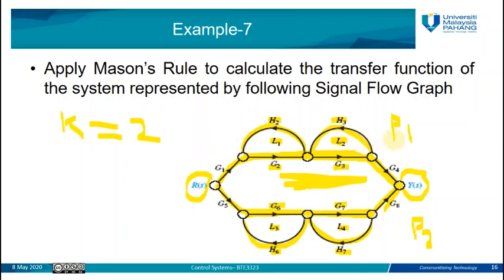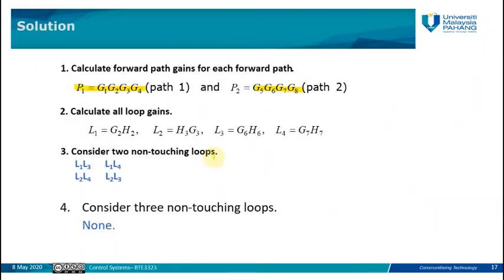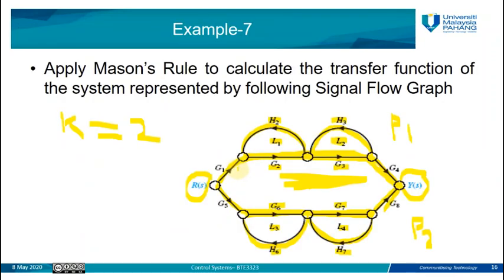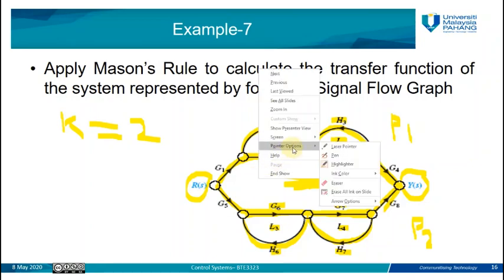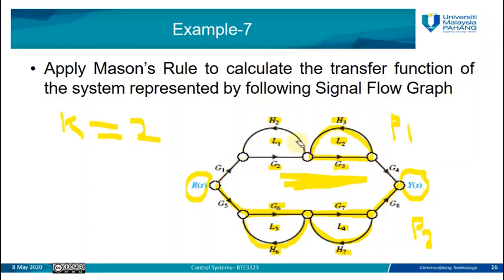Okay, since we have 4 loops, we already defined their loop gains. So we said L1 is equal to G2H2, L2 is equal to G3H3, L3 is equal to G6H6, L4 is equal to G7H7. Now we need to find or consider 2 non-touching loops. Do we have any 2 loops non-touching with each other?